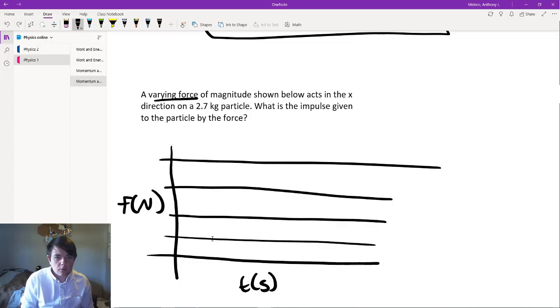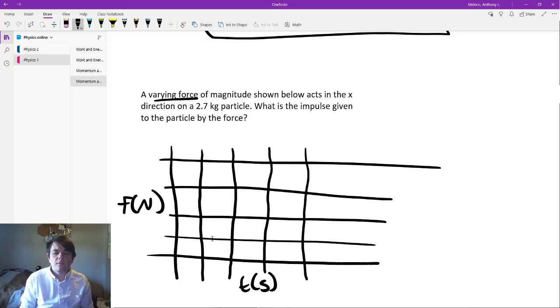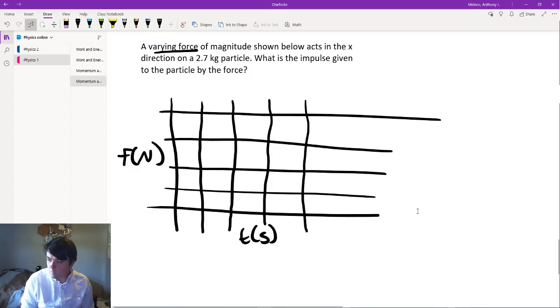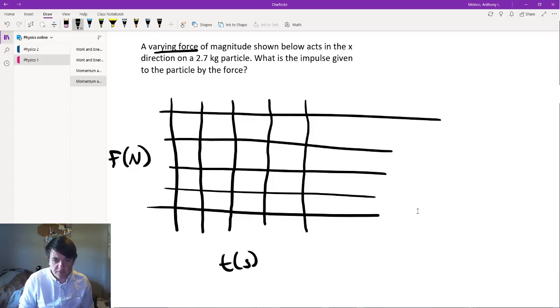Jeez, I need to, ugh. Okay. For some reason, it's more challenging to make vertical lines than it was to make horizontal. Okay.